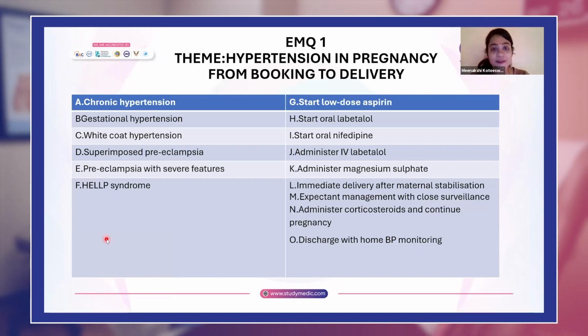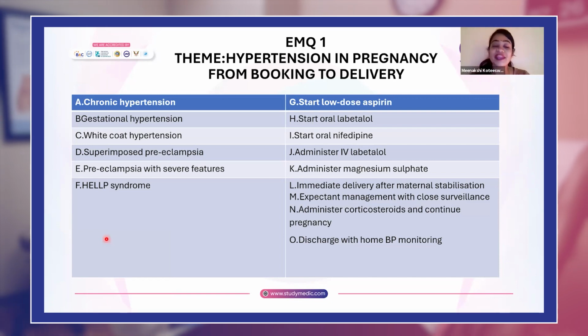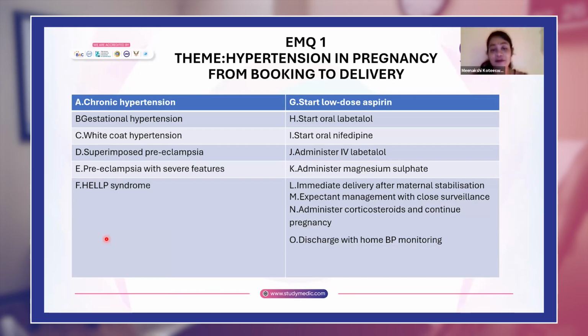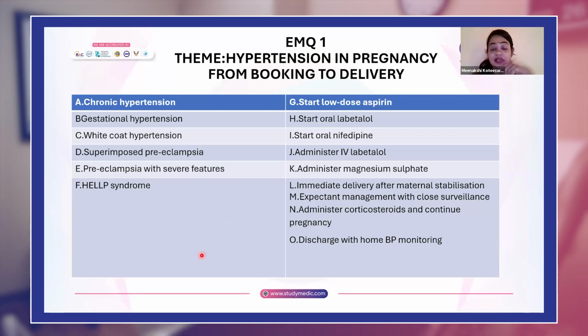Since we've got three topics, in each topic you'll be given 5 EMQs as well as 5 SBAs. So that amounts to 15 questions from each of these topics. When you get these options, firstly you have to understand that it is related to hypertension, based on the options that are being given.